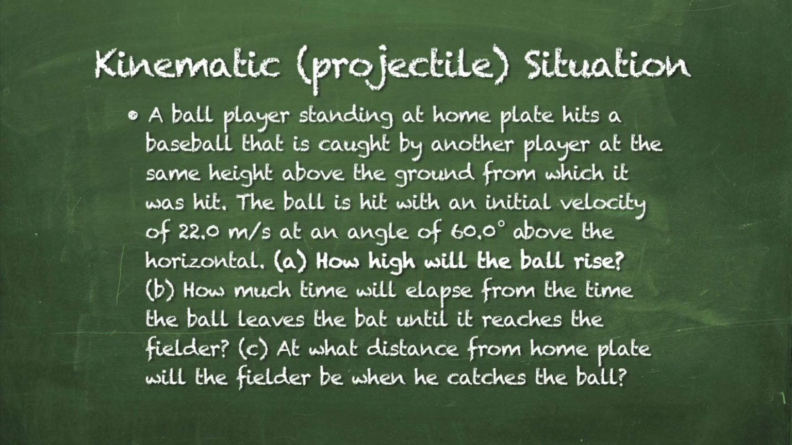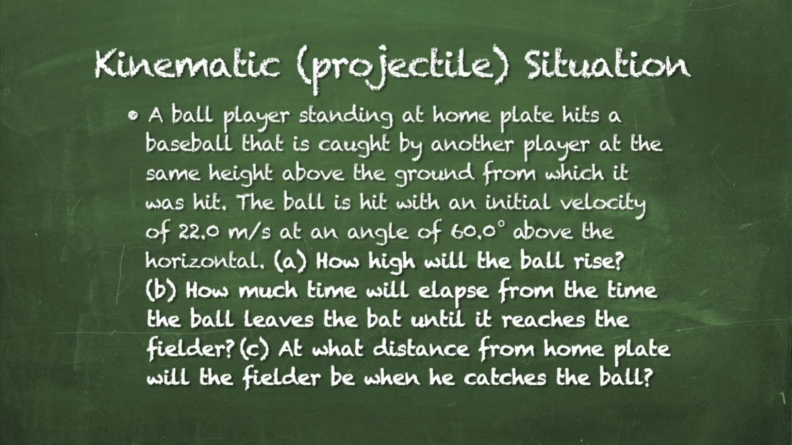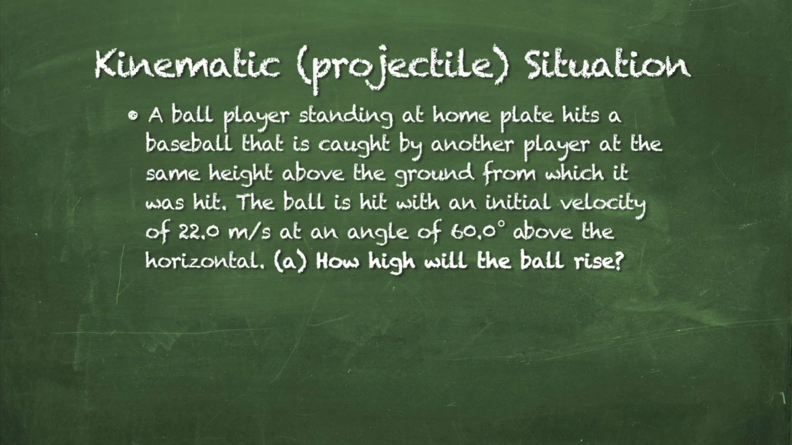The other half of the question, how much time will elapse from the time the ball leaves the bat until it reaches the fielder, and at what distance from home plate will the fielder be when he catches the ball, is actually a second situation, a second time frame. So we have to break this up into two different situations. The first, with the ball going from home plate to its highest point, where it's neither rising nor falling, but moving only in the x direction.